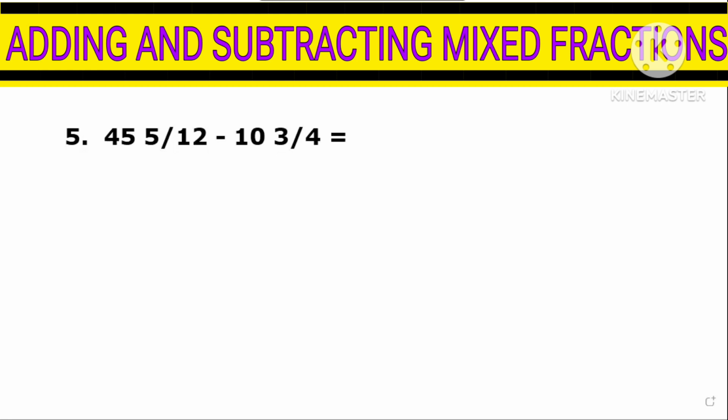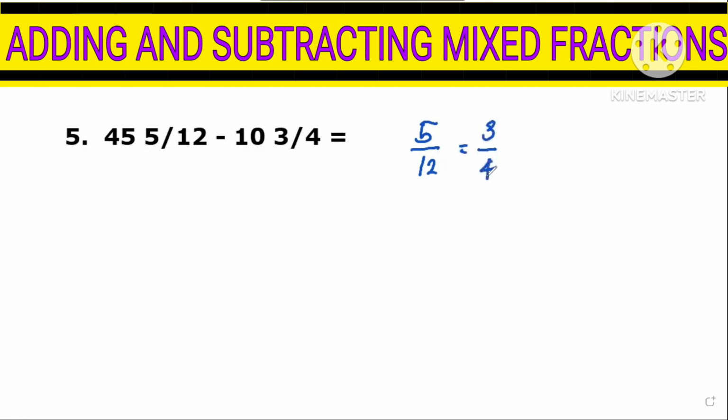So let me give you another example. Number 5, 45 and 5/12 minus 10 and 3/4. By the way, before we start, it is very important that right from the start you know whether regrouping is needed. How do you know that? Compare the fractions, no? The fraction of the minuend needs to be bigger than that of the subtrahend. So, is 5/12 greater than 3/4?